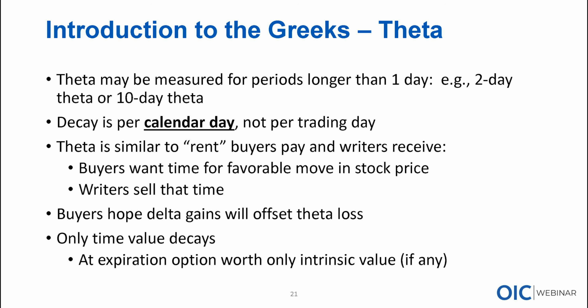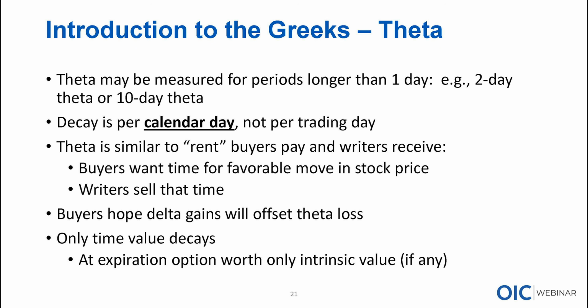Again, buyers want that time for a more favorable move in stock price, meaning I want that stock to increase in value. I need more time for that to happen. It's more likely to happen over the next 3 weeks than it is in the next, say, 3 hours. So that rent or that time premium that I'm paying gives me more time to get my end goal to come to fruition. Whereas writers sell that time.